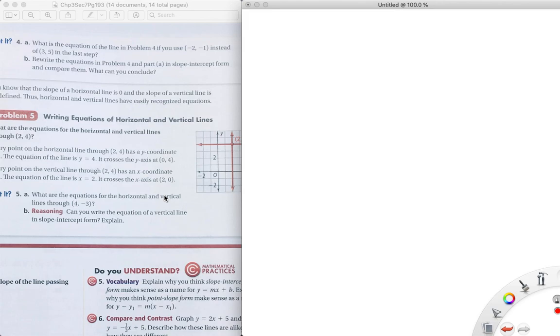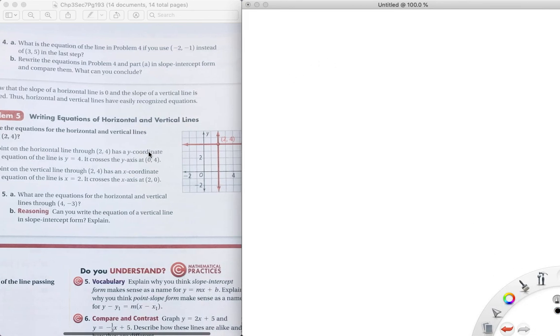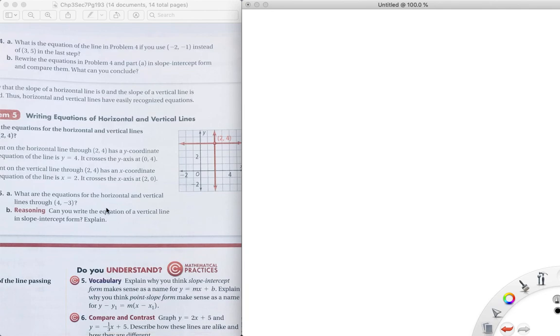Okay. Equations of horizontal and vertical lines. So they give me a point 4 and negative 3. If they ask me what the horizontal line is, I look at the y-coordinate, because horizontal is when the y is the same across the board. And since my y-coordinate in this case is negative 3 and I'm told that it's horizontal, I say y equals negative 3. These are for horizontal lines.